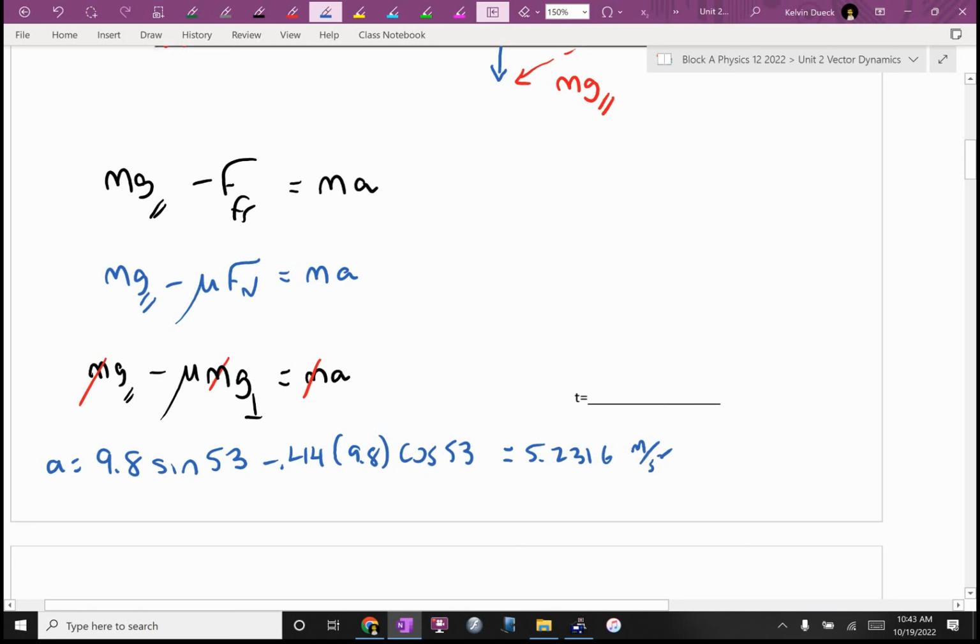Is this block slowing down or speeding up as it goes down the hill? I don't think it's slowing down because it didn't say it comes to a stop. So I don't need to make this negative. If it was slowing down, I would need to make this negative in the next step because now I'm going to find t. Well, I think I'm going to use d equals, vi was 0, right? So I think I'm just going to use d equals a half at squared.